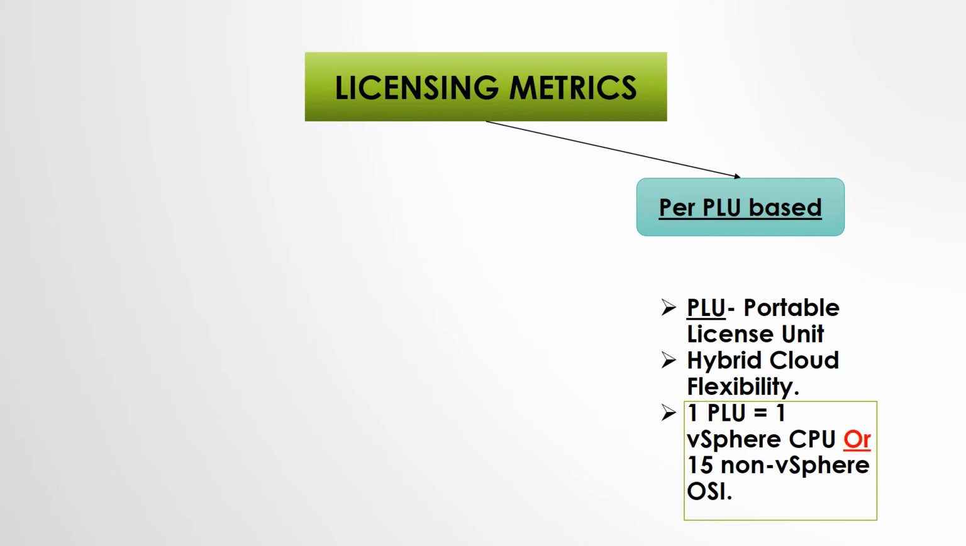Specifically, one PLU allows vRealize Suite to manage unlimited virtual machines deployed on one on-premises vSphere CPU or up to 15 OSI deployed in any non-vSphere environment mentioned above, but not both at the same time. A PLU based license is mainly useful if in future your needs change and you need to change your environment. Then, irrespective of where the workloads reside, the same license type can be used to manage them.